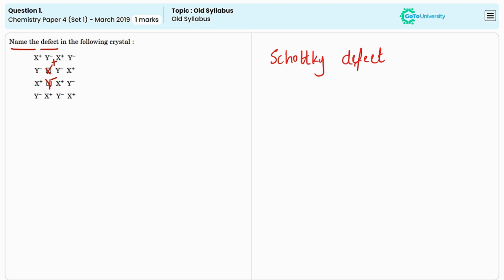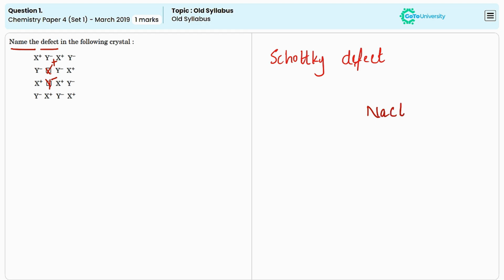In Schottky defect, equal numbers of cations and anions will be missing from their lattice sites and create vacancies. The total charge of the crystal in Schottky defect will remain unchanged because equal numbers of oppositely charged ions are missing. And these types of defects are typically found in ionic crystals such as sodium chloride.